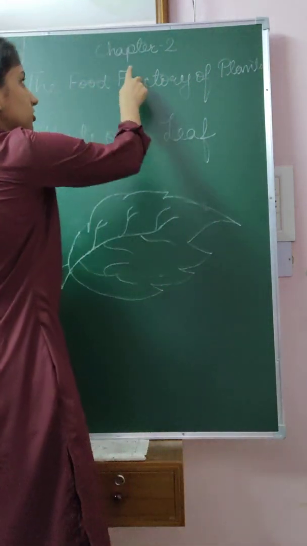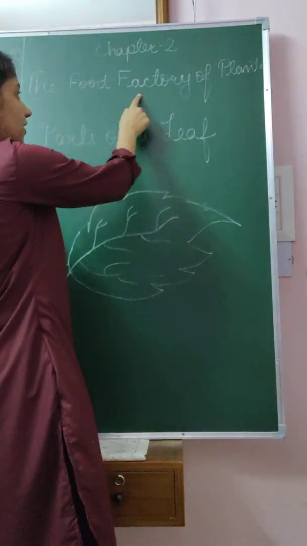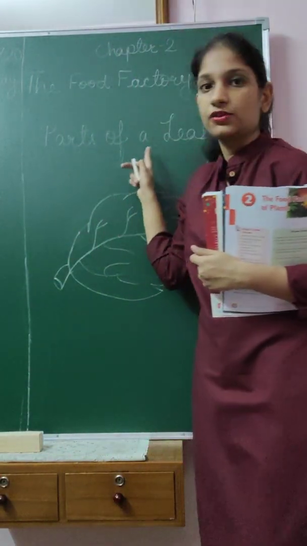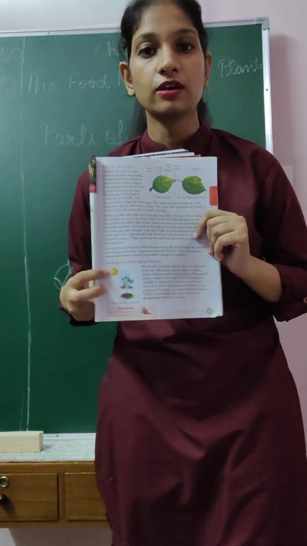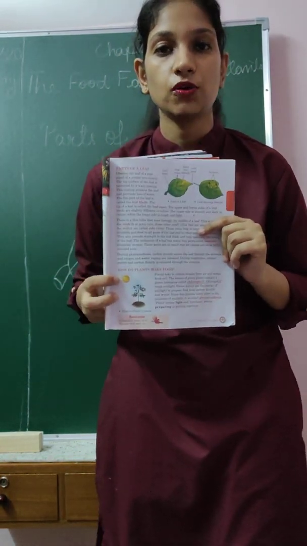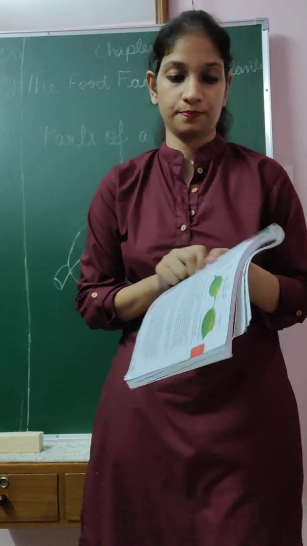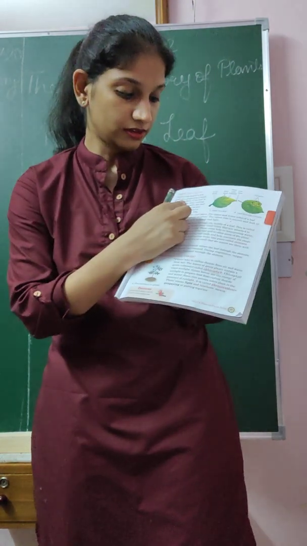Okay, so let's start with today's session, that is chapter 2, the food factory of plants. So today's topic is the parts of a leaf. I want you all to open page number 13 in your book and keep your book in front of you while you are watching this video. Parts of a leaf. Observe the leaf of a rose plant or a peepal tree closely. I want you all to keep your fingers here.